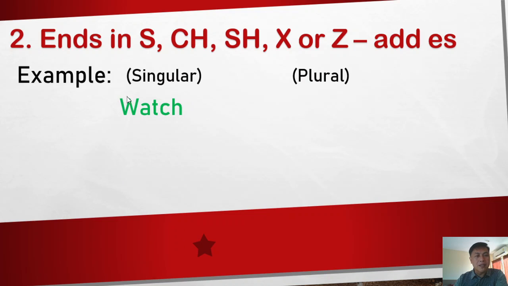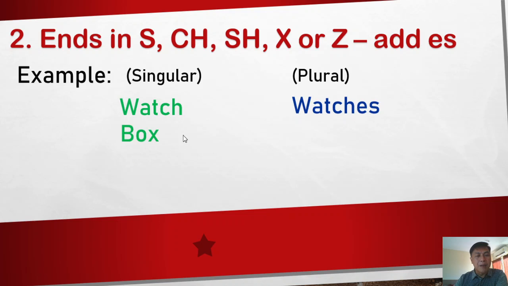Look at the word watch. It ends with ch. So the plural form becomes watches. Again, one watch, two watches. The word ends with the letters c and h.